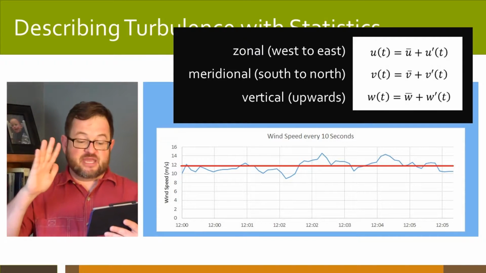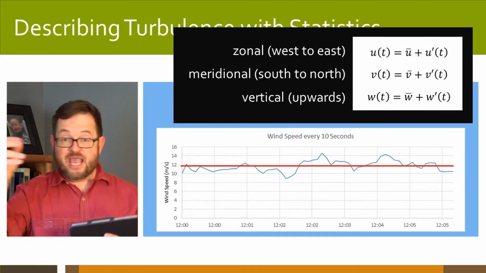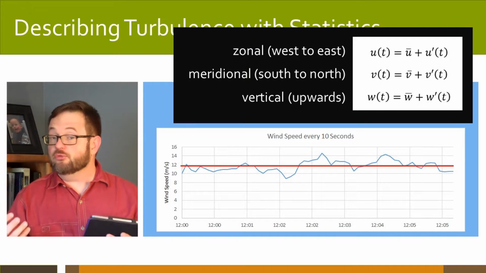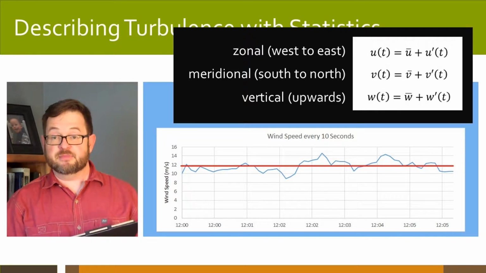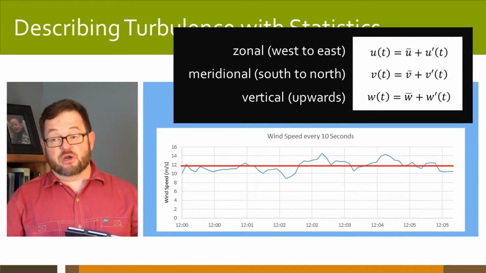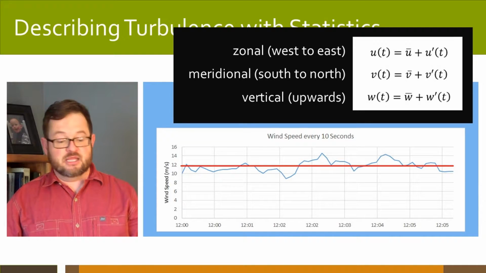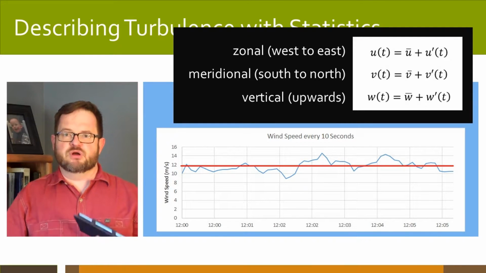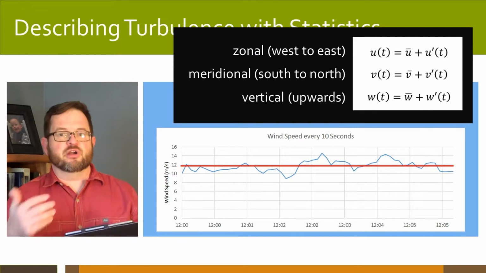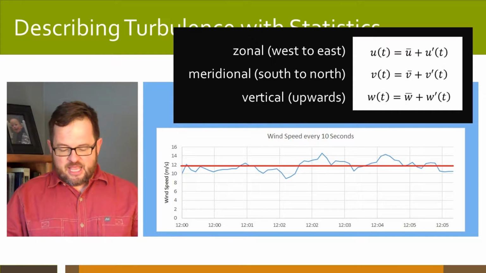And in the same way, we could then have a v of t, where v is the south to north component of the flow. At any given moment, v of t is equal to v bar plus v prime of t, the wind anomaly at that time. And we could do that in the vertical direction too, where our instantaneous value of the vertical velocity, w of t, is equal to our mean vertical motion, w bar, plus our anomaly, our departure from the mean at any given moment, w prime of t.